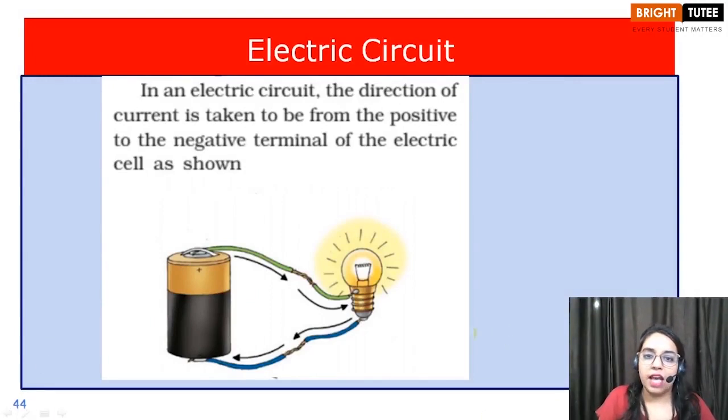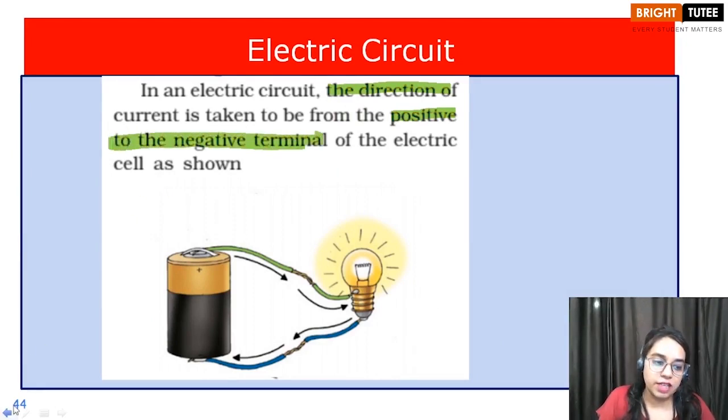See, we have an electric circuit and the direction of the current is always taken to be from positive to the negative terminal of the electric cell. See children, we have an electric cell over here which is marked positive and negative. We can also identify these positive and negative terminals. How? We have discussed that, children.